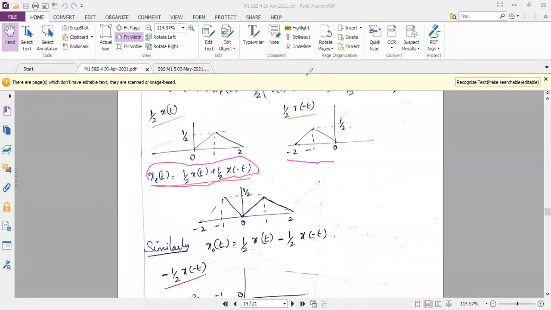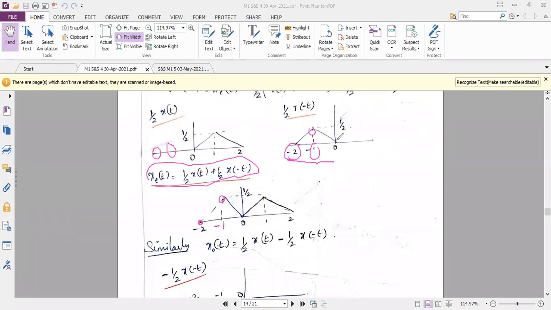So let me see here at minus 2. At minus 2, the amplitude is 0. And here at minus 2, I do not have anything. So at minus 2, I will maintain the amplitude as 0 only. And at minus 1, my amplitude is 1 by 2. And here in this signal, I do not have anything. So I will maintain the amplitude as 1 by 2 only at minus 1. I hope you are getting it.